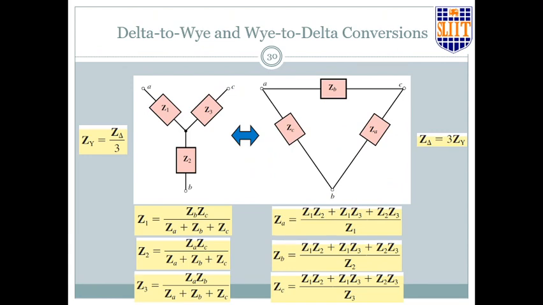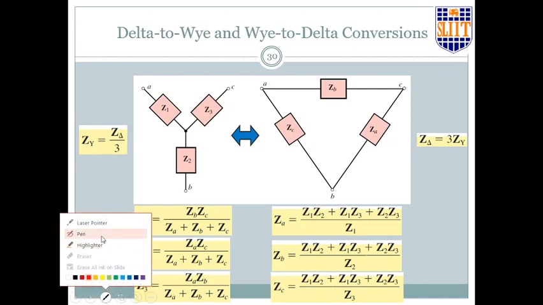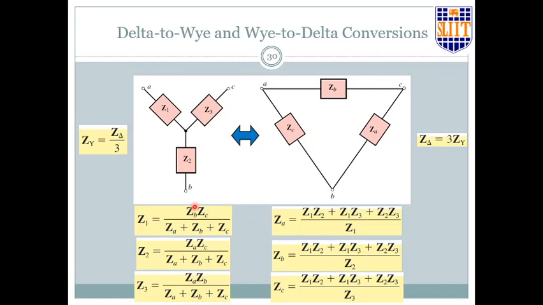The Y to delta and delta to Y conversions, you were actually working with these circuits. I mean, for resistive circuits, but now we will have to do that in the complex number domain again, right? So the same equations, but instead of resistor values you have the impedance value.